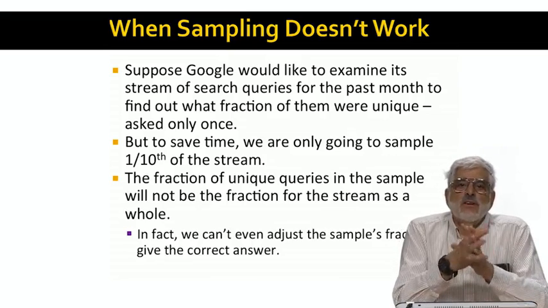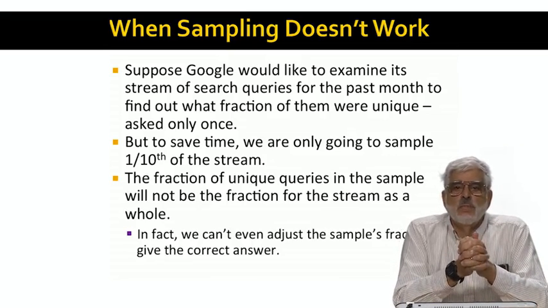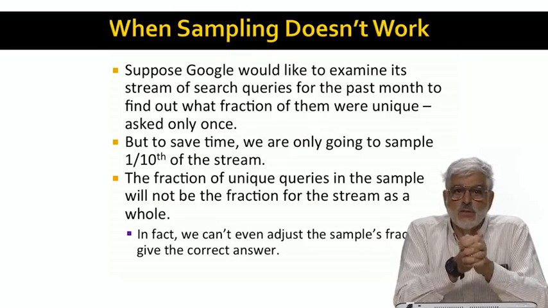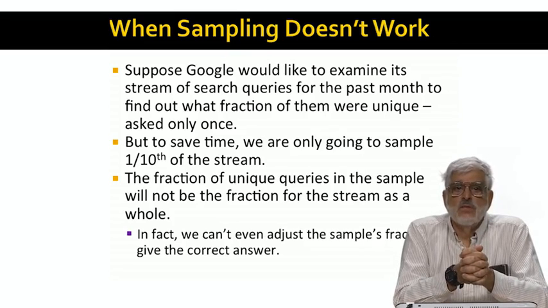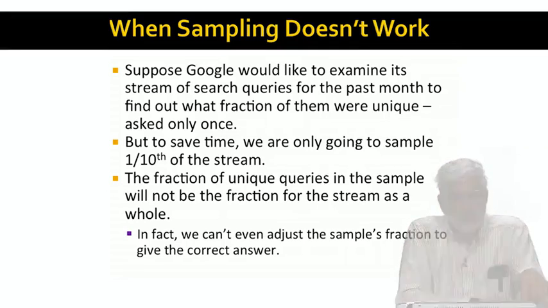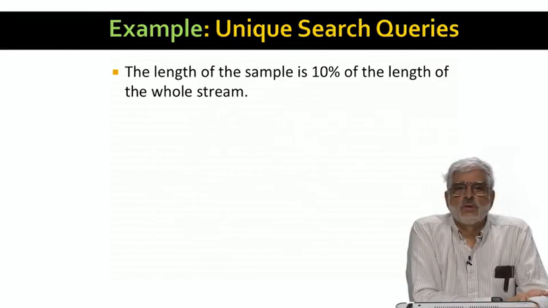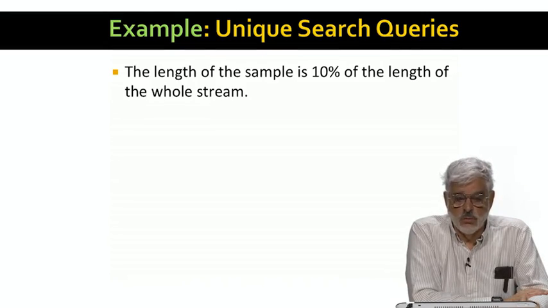However, we want the fraction of unique queries, and this query cannot be answered correctly from a random sample of the stream. In fact, as we shall see on the next slide, there's not enough information to deduce the fraction for the entire stream from the fraction for the sample. Let's do the math for the matter of unique queries. First, we know that there will be, in the sample, very close to 10% of the query occurrences of the original stream. The problem is that the probability of a given query appearing to be unique in the sample gets distorted because of the sample.